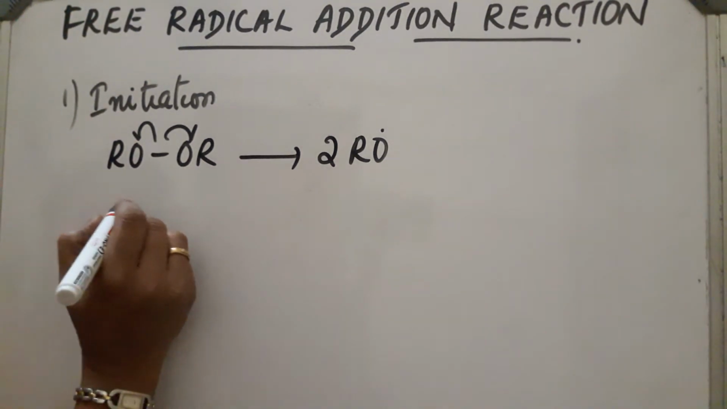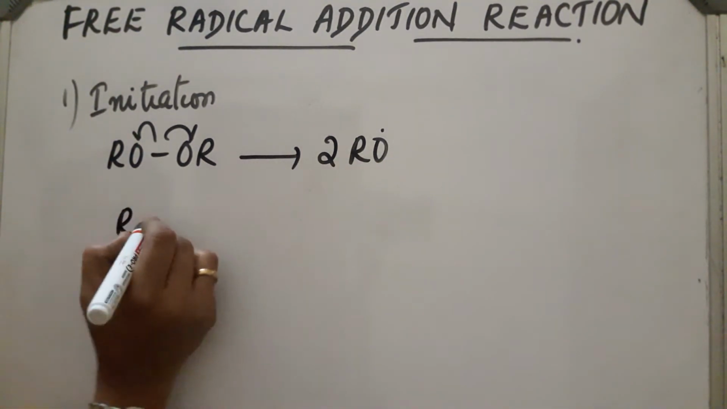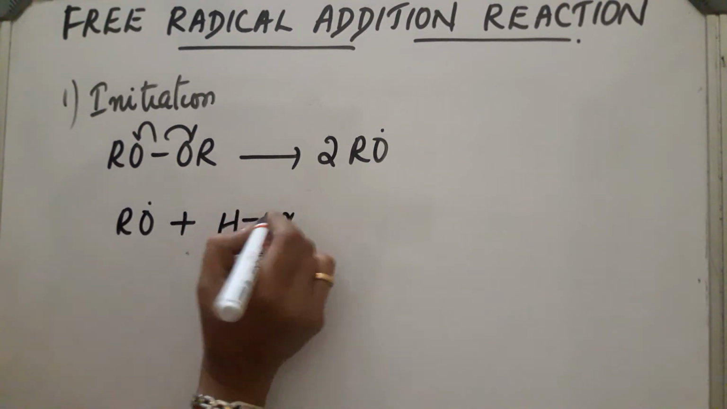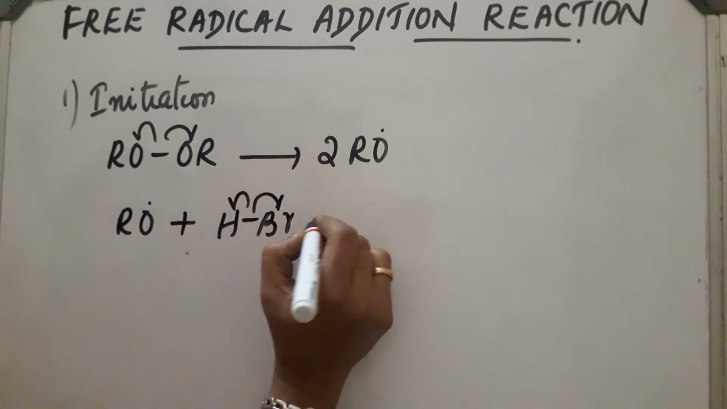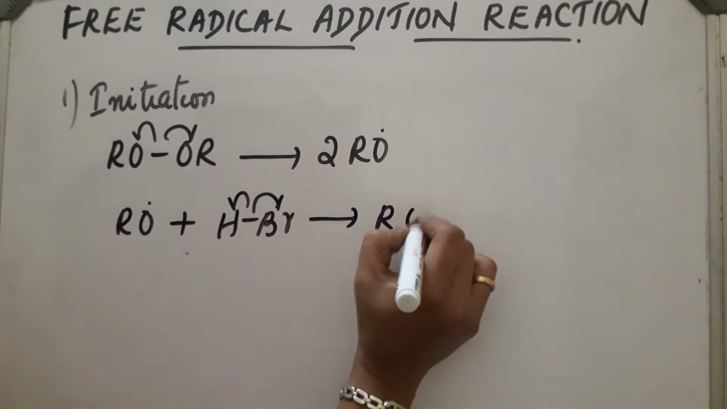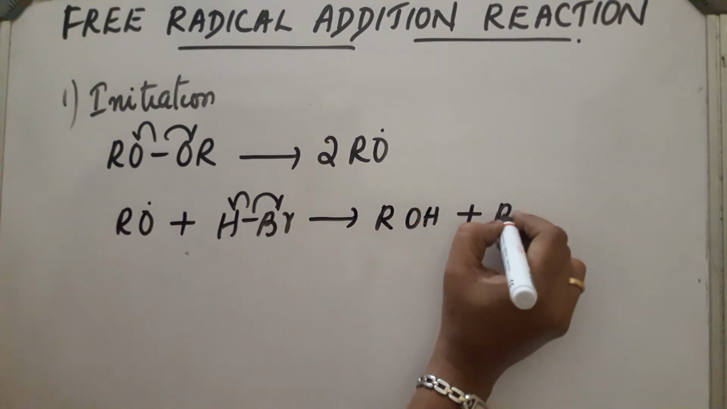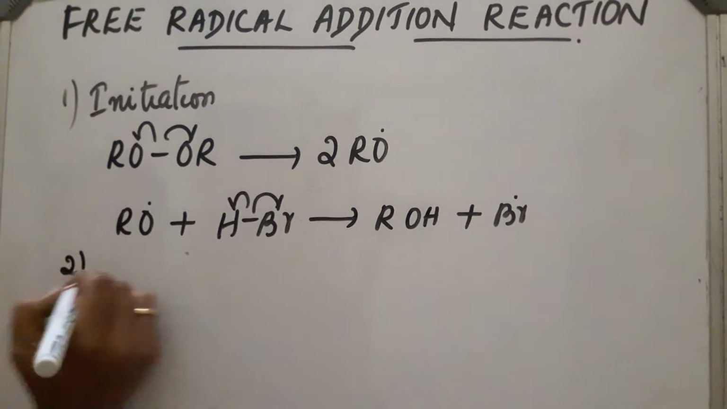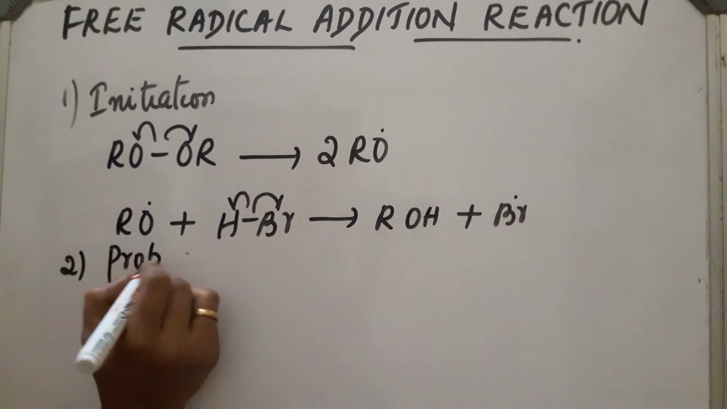Also, in the case of HBr, this RO radical will combine with HBr. There also homolytic cleavage takes place and it gets converted into ROH and Br radical. This Br radical is used for the next step, the propagation step.